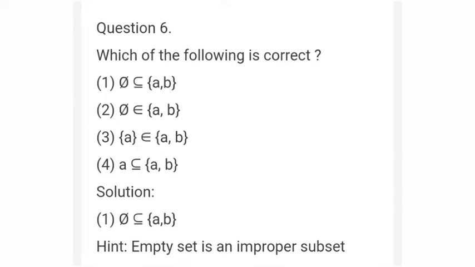We know that belongs to or subset. Belongs to means it is an element, only an element. Subset means it is in set form, with the set brackets. Every set has the empty set, that is the phi symbol, as a subset. Therefore the first one is the answer. Hint: the empty set is an improper subset.